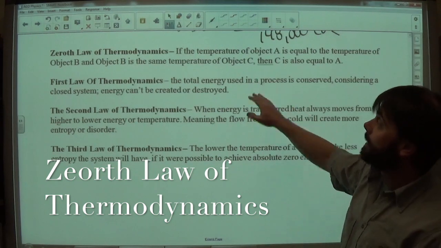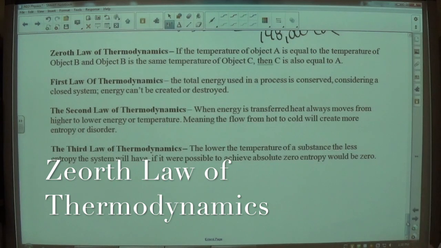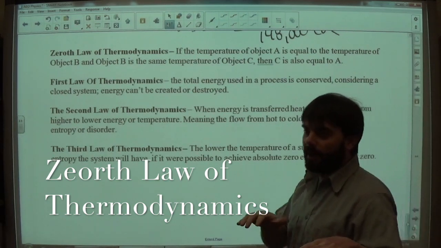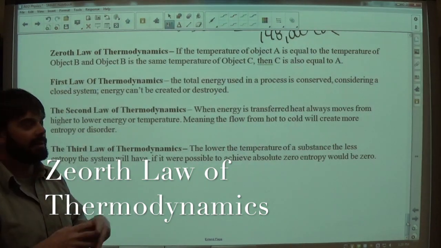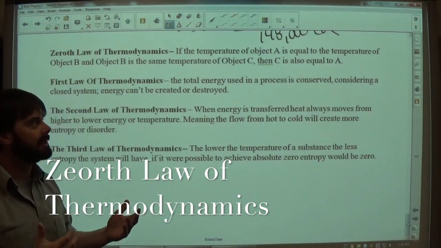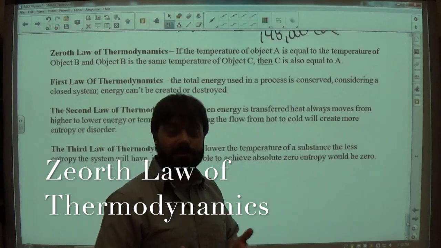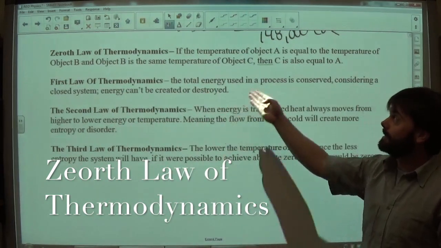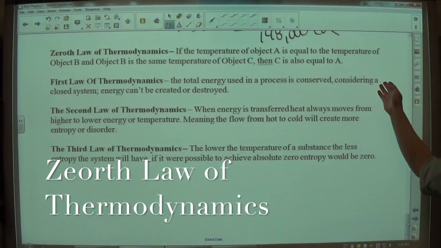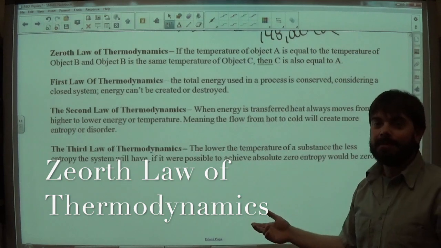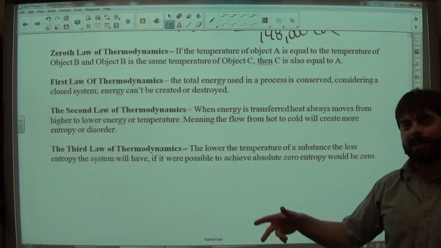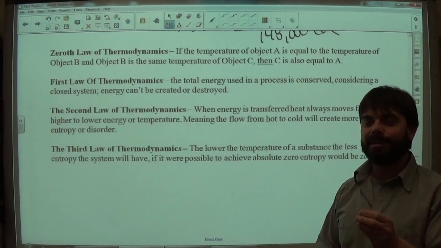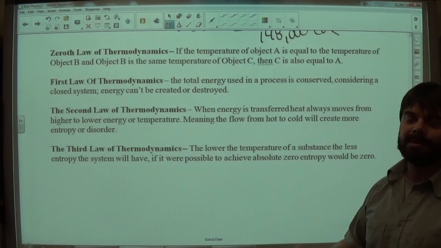The 0th law of thermodynamics is basically talking about how any objects that are left in the same area or in contact with each other that are exchanging heat are basically going to reach a temperature equilibrium at some point. And it's simply stated that if the temperature of object A is equal to the temperature of object B, and object B is equal to the temperature of object C, then of course C must equal A, which kind of makes sense. If A equals B and B equals C, then C must equal A.